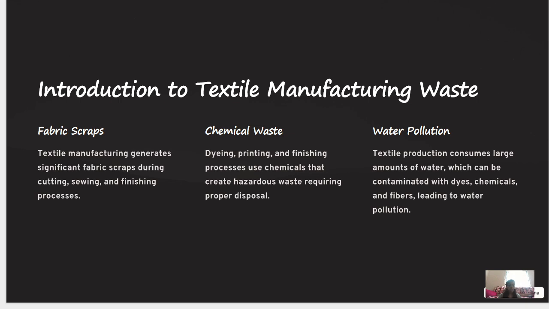As I said, it is composed of many wastes. In that, the first thing is fabric scraps. Textile manufacturing generates significant scraps during the cutting, sewing, and finishing processes. Next is chemical waste. When you process the raw materials, you need chemicals for dyeing, printing, and finishing. These processes use chemicals that create hazardous waste requiring proper disposal. Some are so hazardous that they can even cause skin cancer.